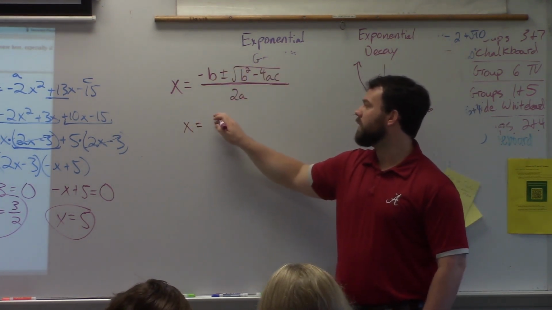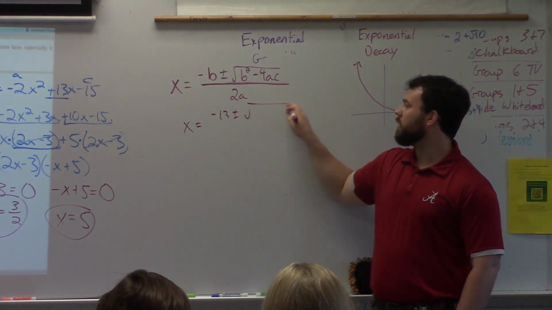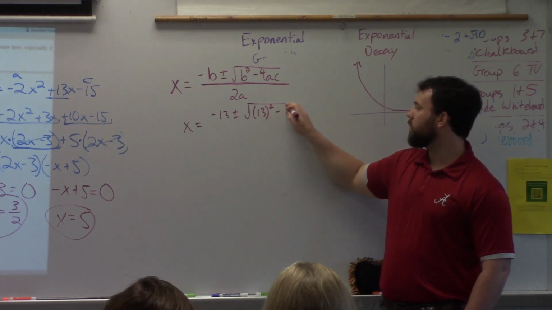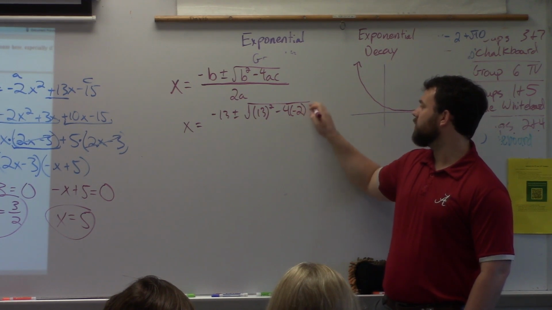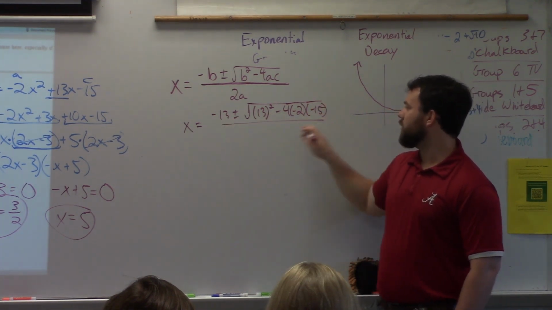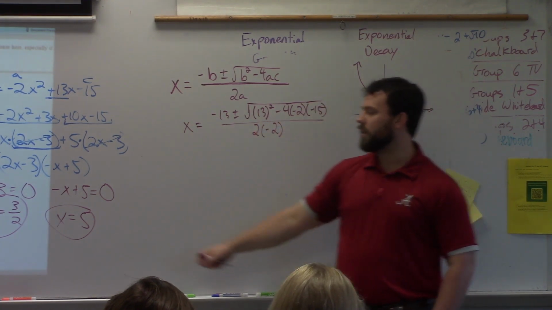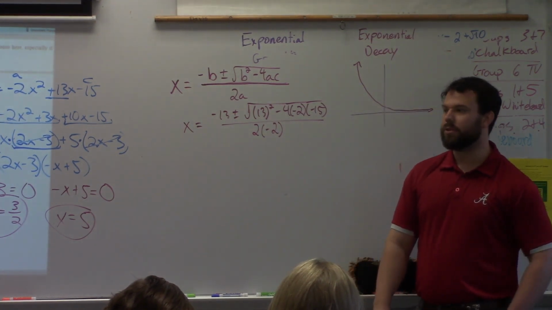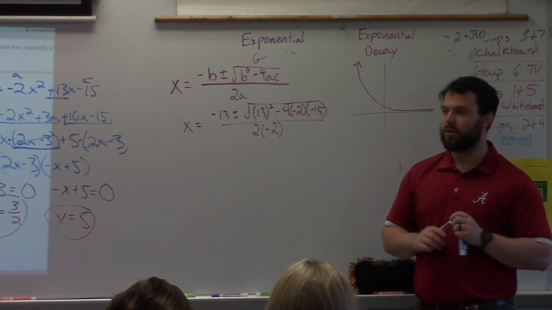But x would end up equaling negative 13 plus or minus the square root. Remember, I always put my 13 inside of parentheses. Minus 4 times a is negative 2 times c, which is negative 15, all divided by 2 times negative 2. If you simplify that correctly, you will get these same exact zeros. It's just substituting into that formula. That is a fantastic method to solve a quadratic.